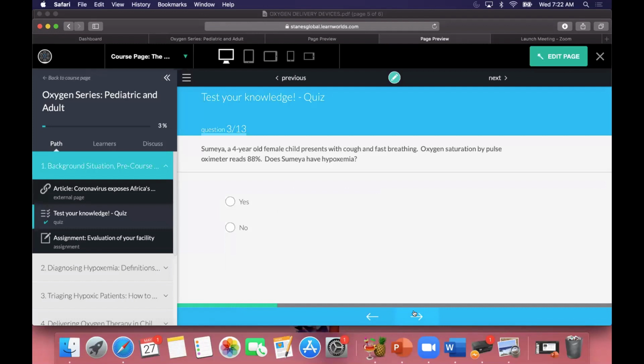Sumaya, a 4-year-old female child, presents with cough and fast breathing. Oxygen saturation by pulse oximeter reads 88%. Does she have hypoxemia?